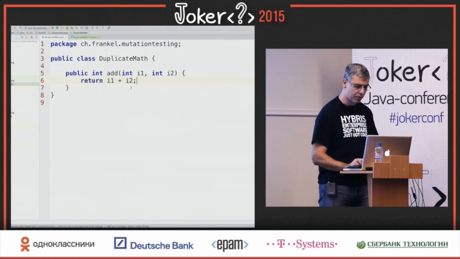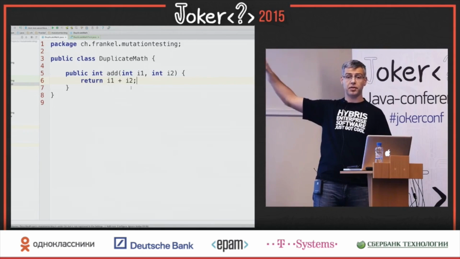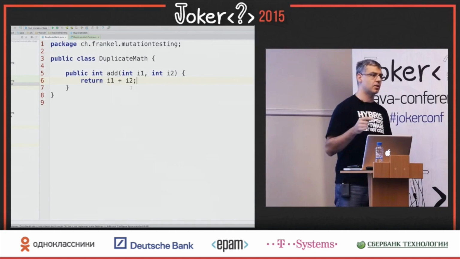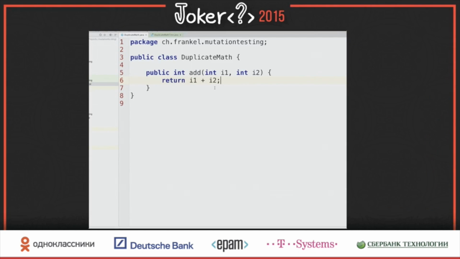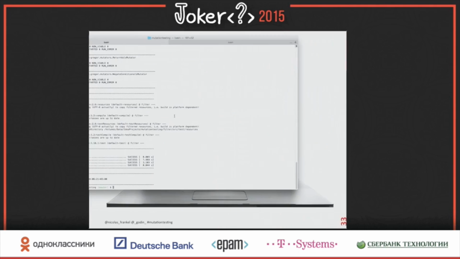Here, I've created a math class, just like I showed you. Nothing mind-blowing, okay? And because I know that in the JDK there is already a math class, I called it duplicate math. And then, I want to show you that I can forget about the equals, okay? And I will run the tests.